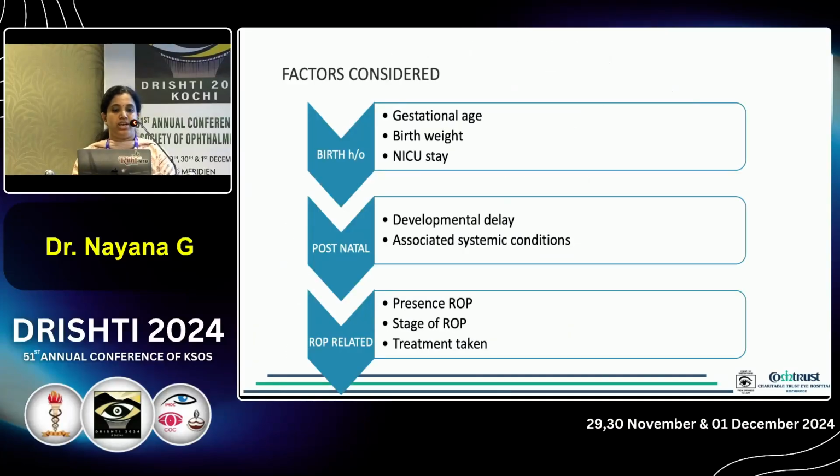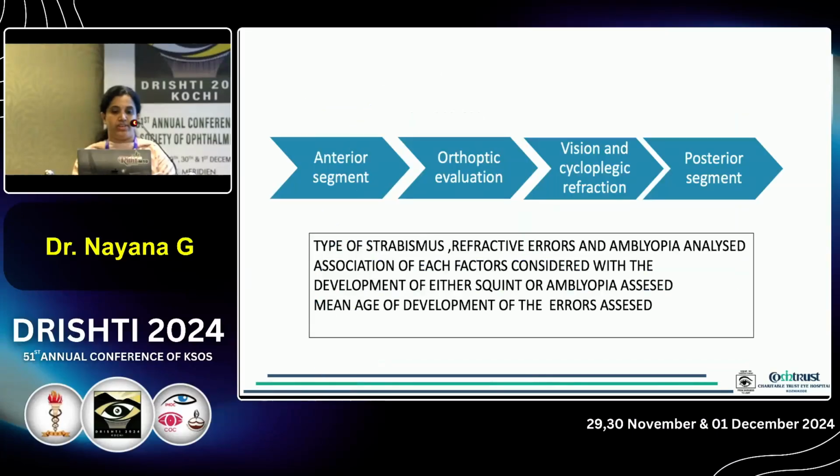The factors we considered included factors associated with birth history like gestational age, birth weight, and NICU stay, postnatal factors like developmental delay or associated systemic conditions, especially neurological conditions, and the ROP related factors like presence or absence of ROP, stage, and the treatment taken for that.